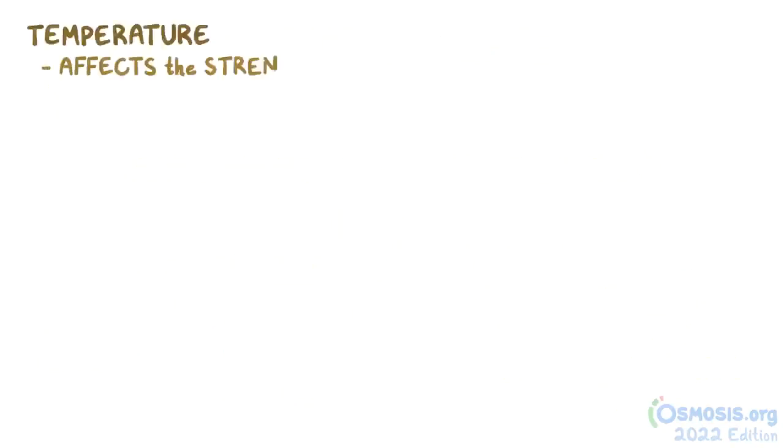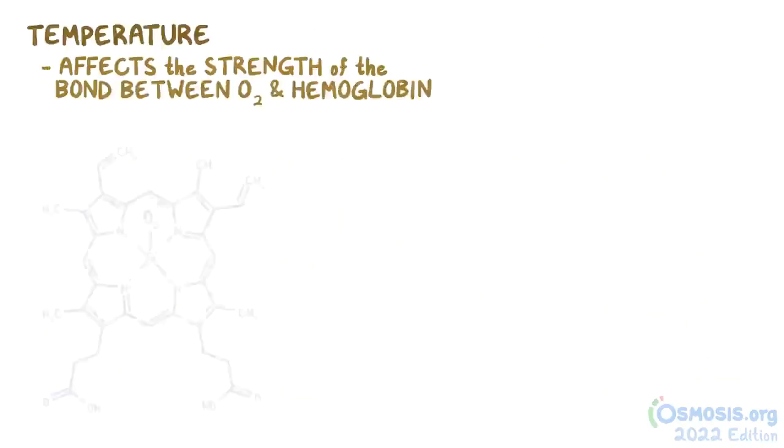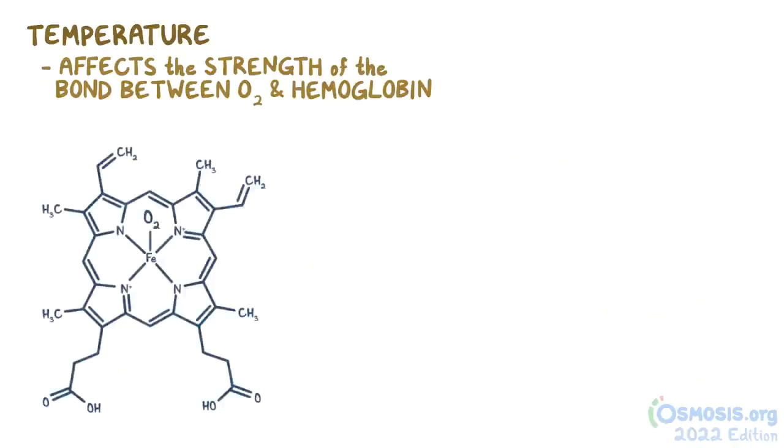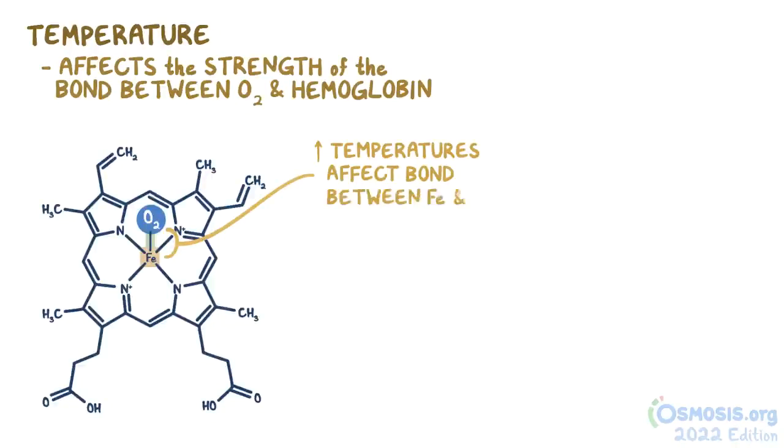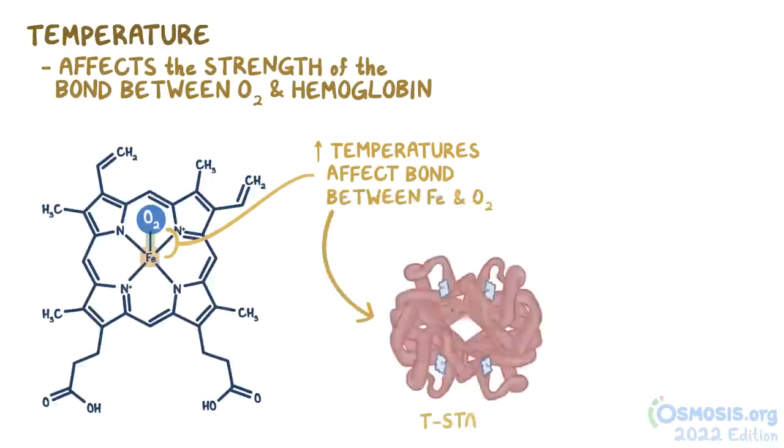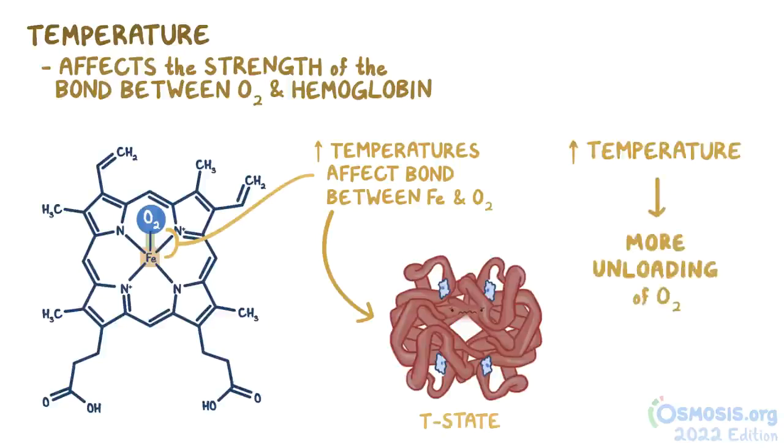Temperature also affects the strength of the bond between oxygen and hemoglobin. The heme component of hemoglobin, which is where the oxygen binds, contains iron, which helps anchor oxygen to hemoglobin. Higher temperatures affect this bond between iron and oxygen, favoring the T state of hemoglobin. So, using exercise as an example again, increased activity causes muscles to generate increased heat. And the rise in even a few degrees in temperature allows for more unloading of oxygen, and that helps meet the increased metabolic demands of the muscles.